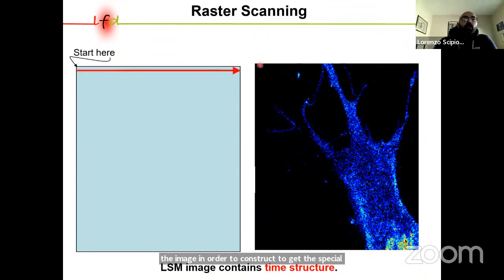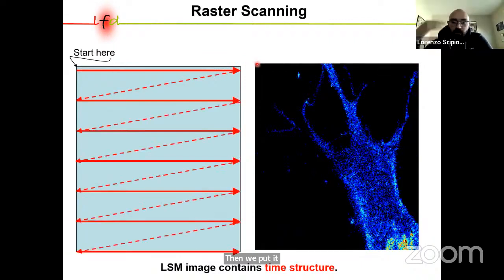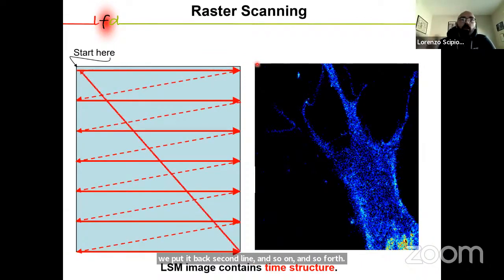So basically, we move our illumination spot from left to right, and we collect the information along this line. Then we put it back, second line, and so on and so forth, until all the image is reconstructed. And then we go back to the first point, and we do it again for the second frame, right? This is different from a camera-based system where this is done at the same time. This is done one point at a time. Some advantages, but this is not the point.